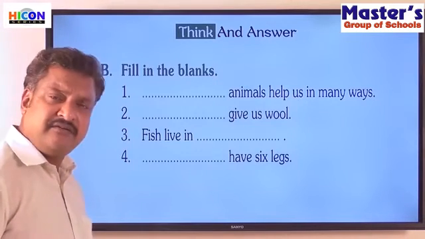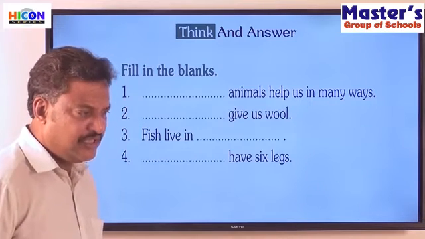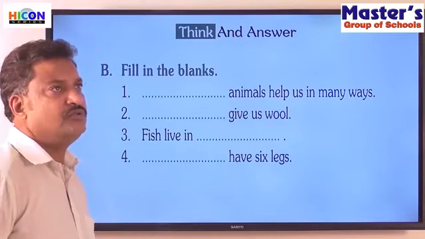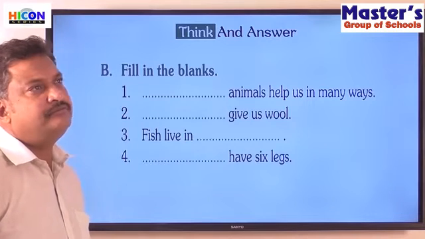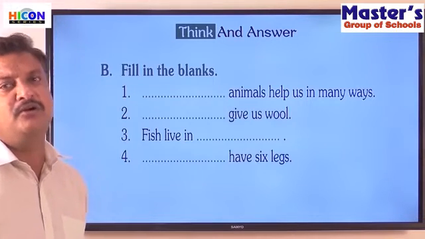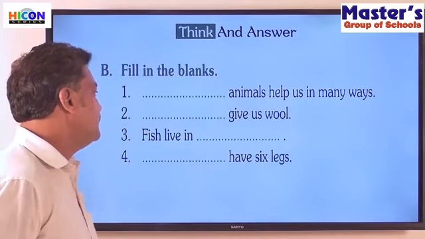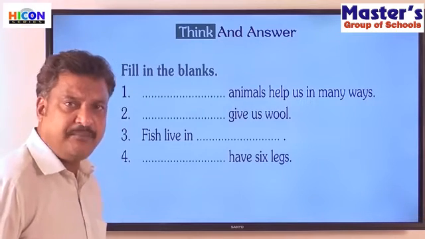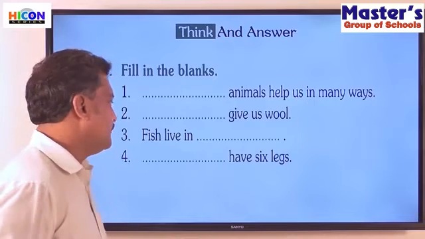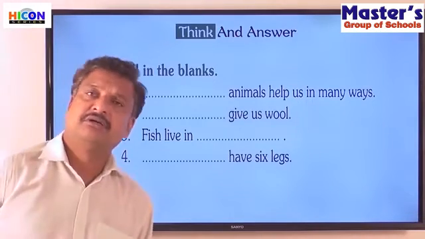2. Dash give us wool. Which animal does give us wool? Yeah, domestic animals. We grow domestic animals for the purpose of wool also. But which is an animal? We rear sheep especially for getting wool. So we get the wool from a sheep. So what is the answer? Yeah, sheep give us wool. Sheep give us wool.